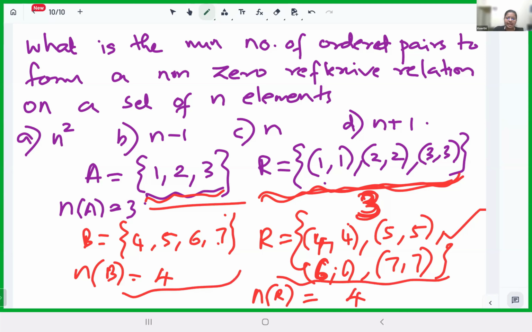The set contains n elements, right? So what will be the minimum number of ordered pairs for a relation to be reflexive on that particular set? It is nothing but n, right? At least n ordered pairs should be there, then only that relation will be reflexive. So this is the answer. n is the answer. n is the minimum number of ordered pairs. All right, so we are moving on to the next question.